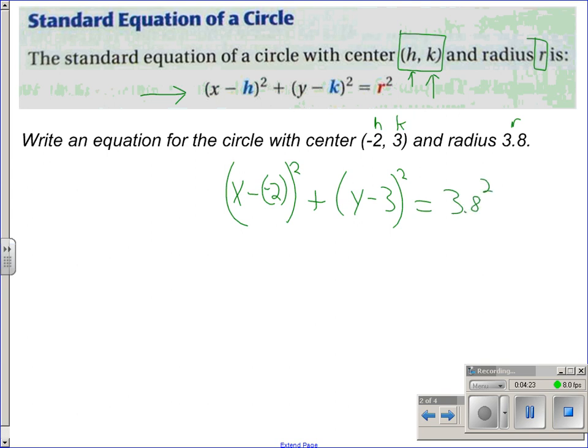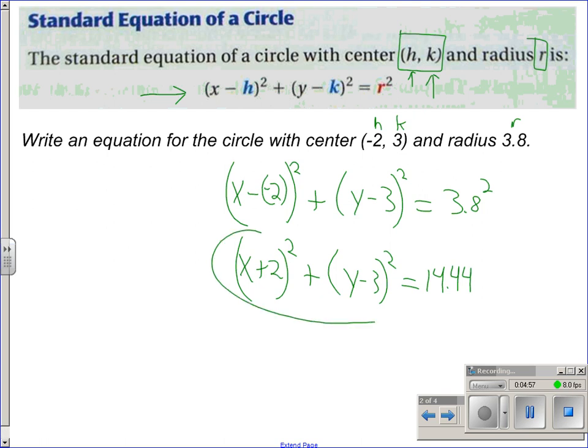So, we've got to clean this up a little bit. x minus a -2, that's really x plus 2. Quantity squared plus the quantity of y minus 3 squared equals 3.8 squared. You can hear the buttons on the calculator. 3.8 squared, enter. 14.44. There is the equation for a circle centered at the point (-2, 3) with a radius of 3.8.